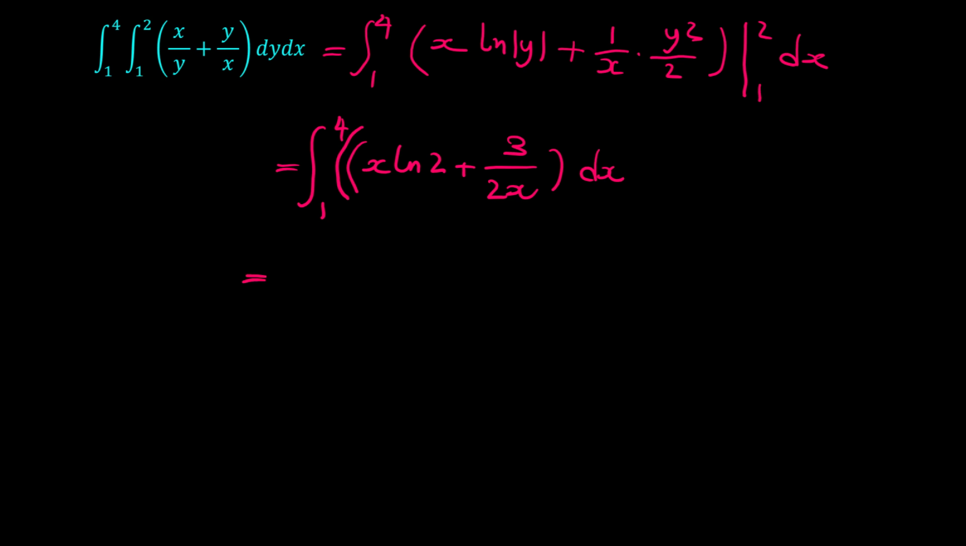Now we have to find the integral of these two terms. Integral of x ln 2. ln 2 is a constant, so leave the constant. Integral of x is x to the 2 over 2. So x to the 2 over 2 ln 2.